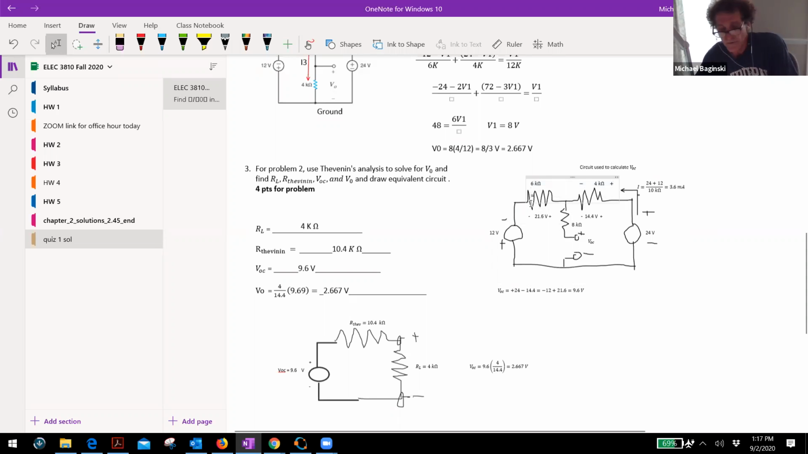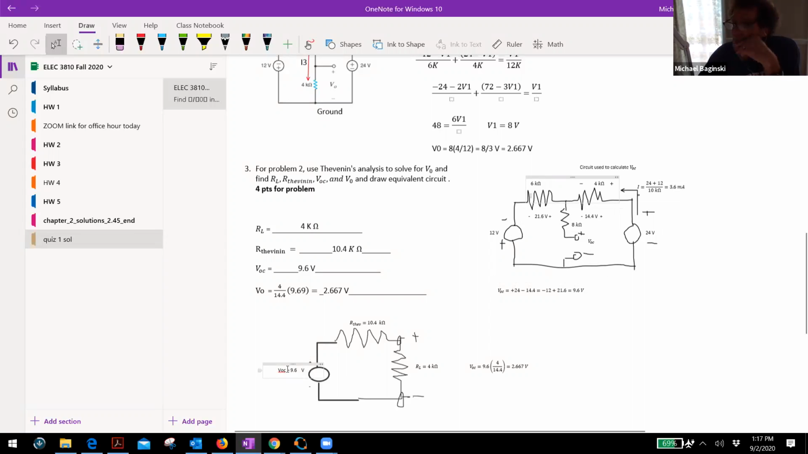I'm trying to show you it's plus there. It's not going to let me. Don't worry about that. Anyway, it's plus on the right, negative on the left. So it's minus 12 plus 21.6, which is 9.6. Then the voltage across the 6K is just 3.6 times 6K. No matter how you get it, you're going to get 9.6 volts right here for the open circuit voltage.